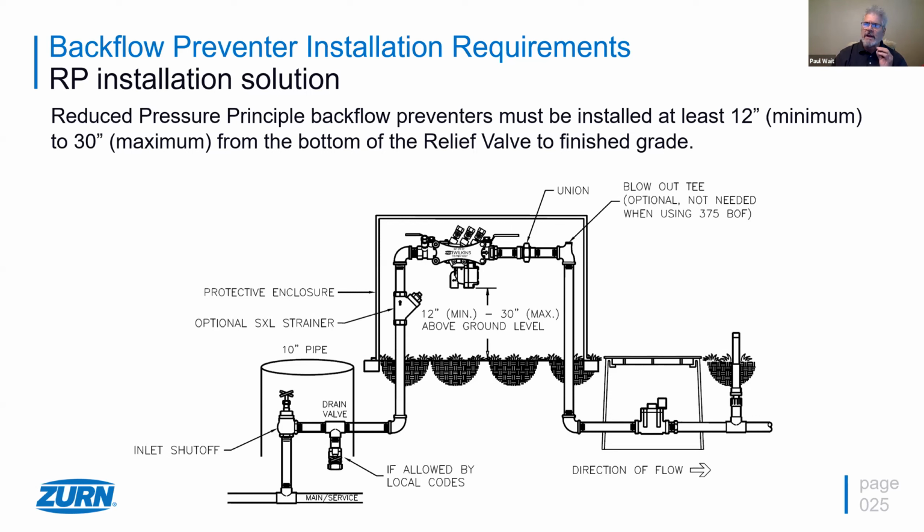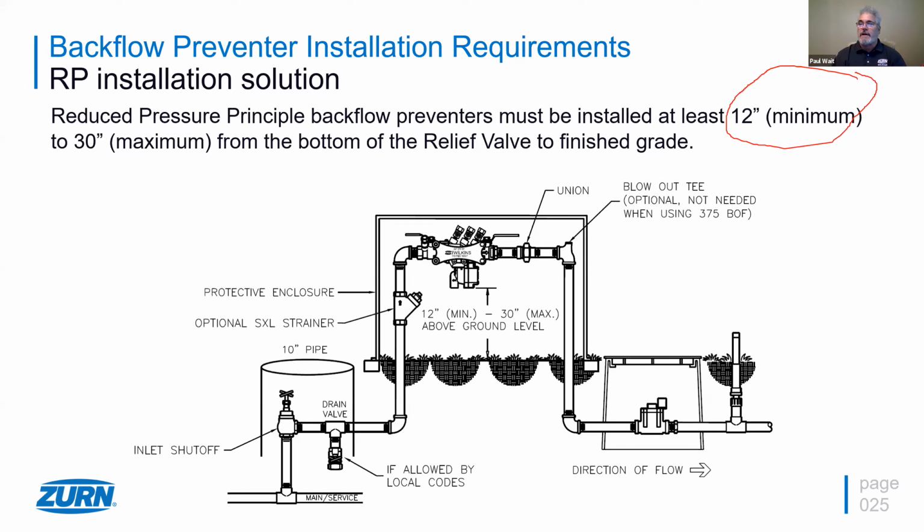The critical part in all of this is the 12 inches minimum above finished grade or ground level. It's the finished grade that is the key here, and it's 12 inches from the bottom of the relief valve. From the outlet of the relief valve to finished grade, it's 12 inches minimum. And then 30 inches is the maximum for the approval agency.